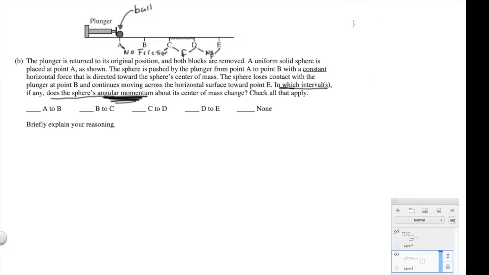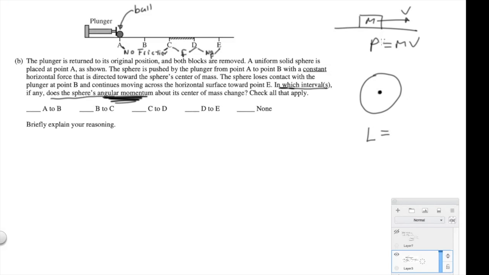Angular momentum, let's start by talking about regular momentum. Just think about a block moving. Here's a mass M moving with velocity V. Regular linear momentum is simply mass times velocity. Now, angular momentum has to do with rotation. So here is a wheel, and there's the center right there. The symbol for angular momentum is L.